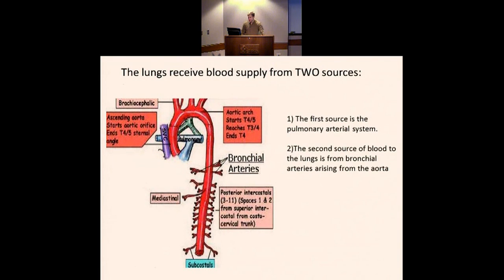So your lungs receive blood supply from two sources. First is your pulmonary arterial system. The second source of blood is the bronchial arteries that come right off the aorta. How your lung gets blood.